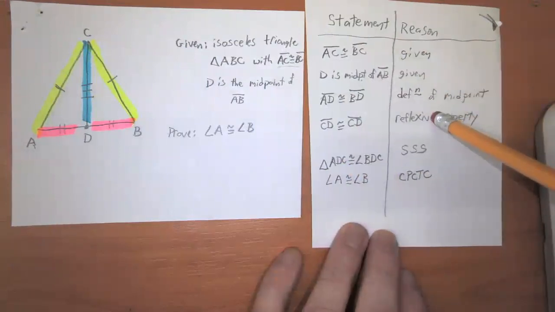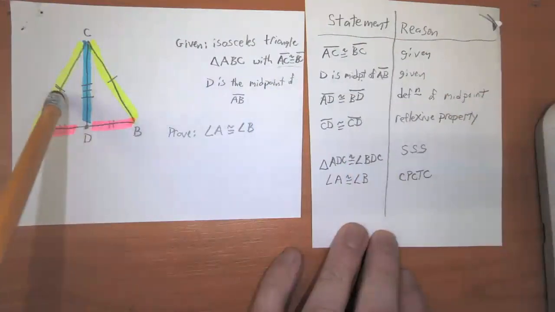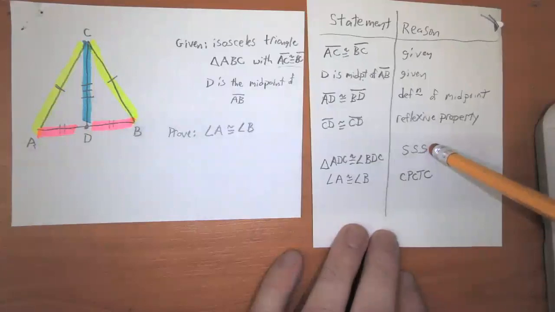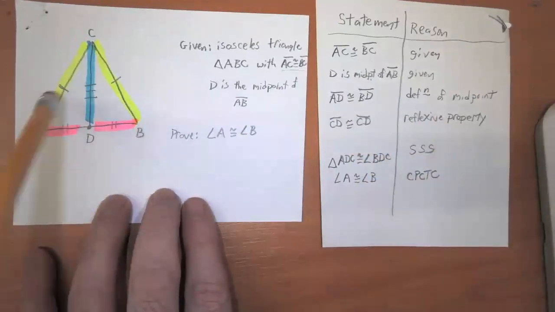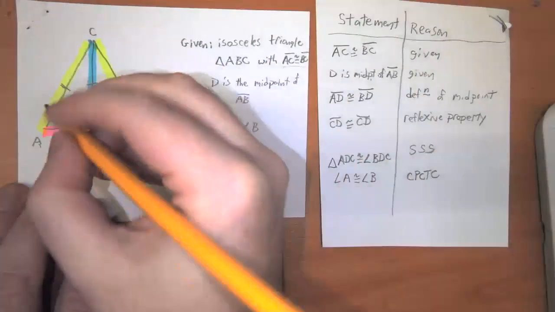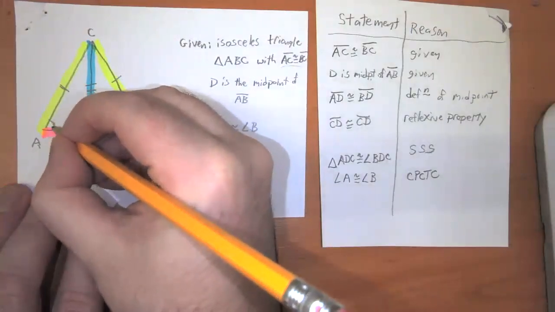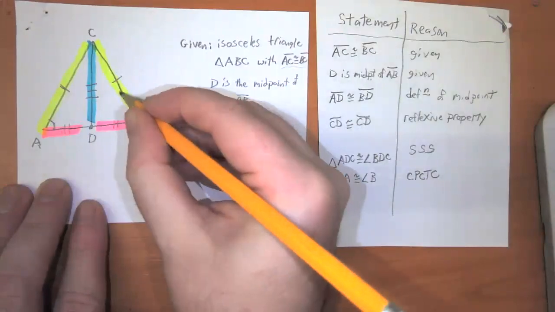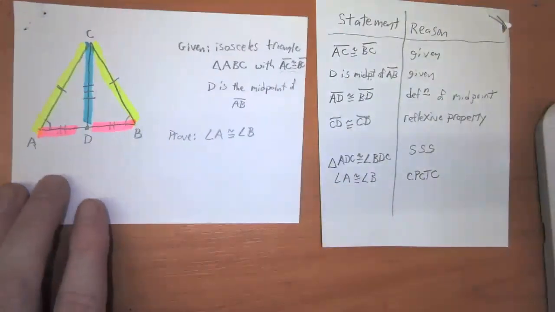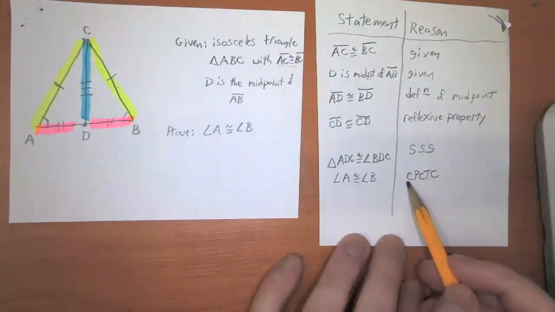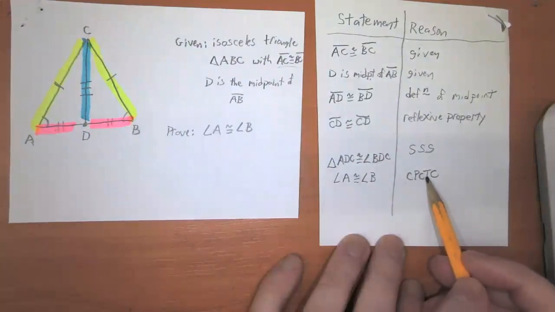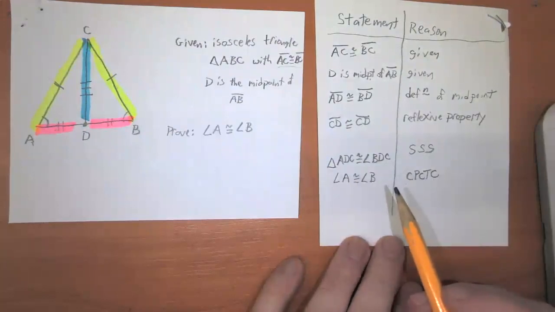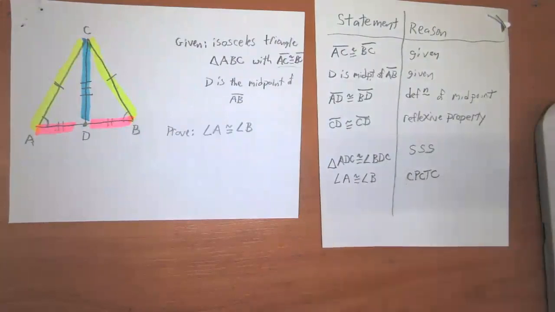So because we know three sides, we were able to determine that these two triangles are congruent to each other by SSS. And because of that, because these two triangles are congruent to each other, the place where the yellow side meets the pink side in this triangle has got to be congruent to where the yellow side meets the pink side in the other triangle. And that's because the corresponding parts of congruent triangles are congruent. And so angle A is congruent to angle B. And that's the end of our proof.